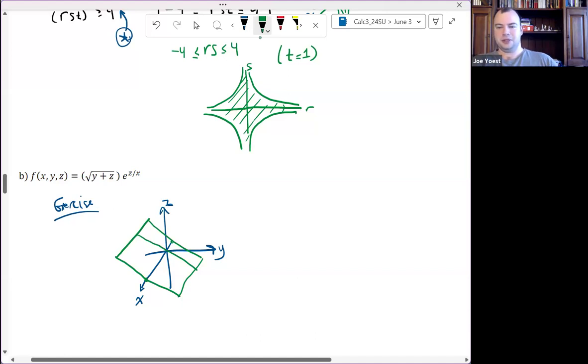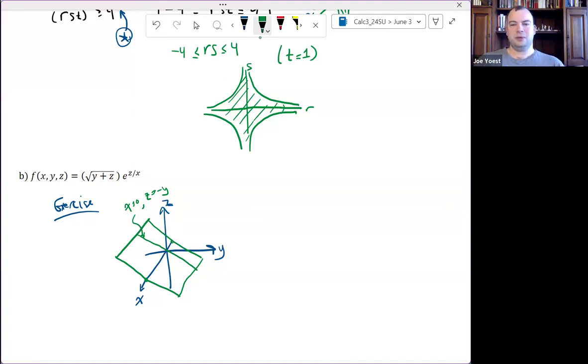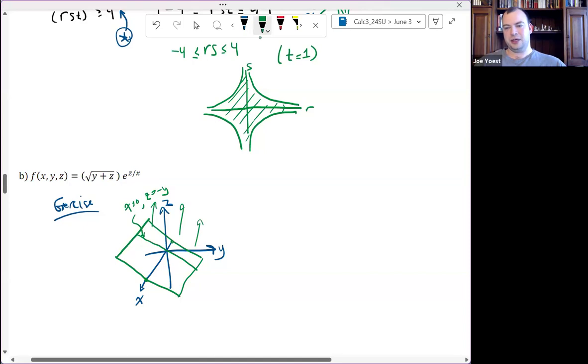So the intersection with the zy plane when x equals 0, z equals negative y, and in fact, z equals negative y for any fixed value of x. We're looking for a three-dimensional region to define our domain. It's going to be anything above this plane, anything with a higher z value than we see in this plane.